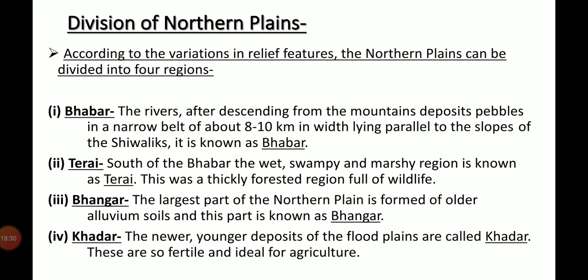Number 3, Bhangar. The largest part of the northern plains is known as Bhangar and it is formed of old alluvium soils and it is an unfertile area. Number 4, Khadar. The newer, younger deposit of the flat plains is called Khadar. These are so fertile and ideal for agriculture.